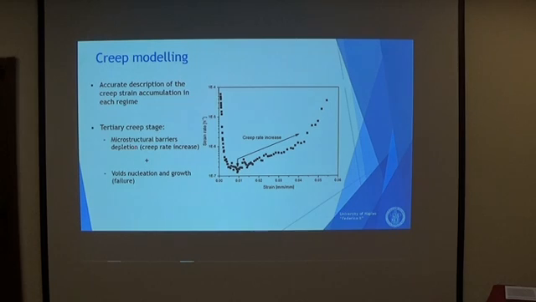To describe the entire tertiary creep stage, we have to add another contribution. The second increase of the creep rate is probably due to void nucleation and growth. And only the second mechanism rules the failure.